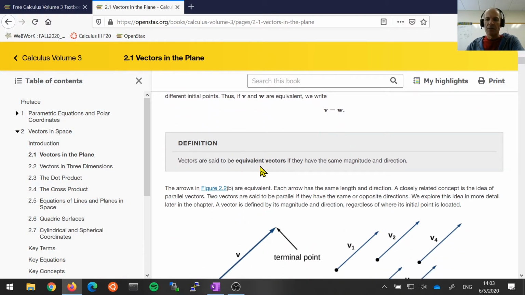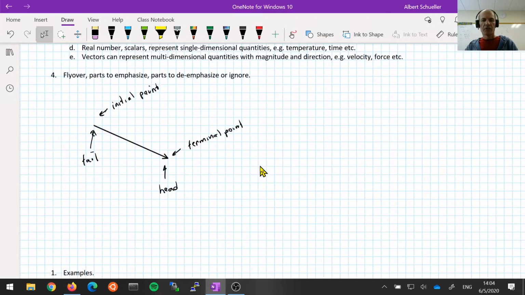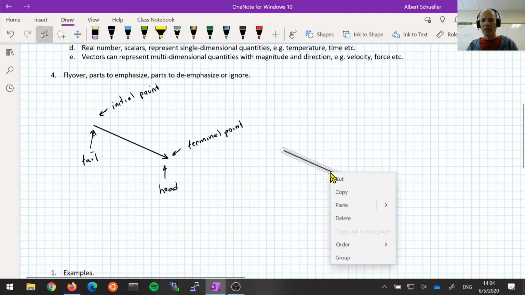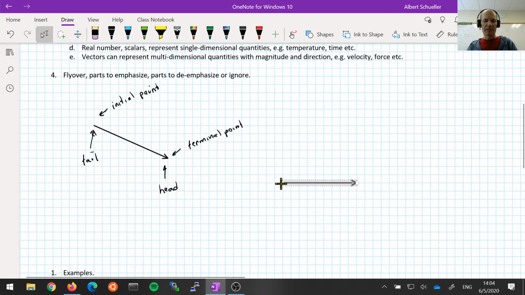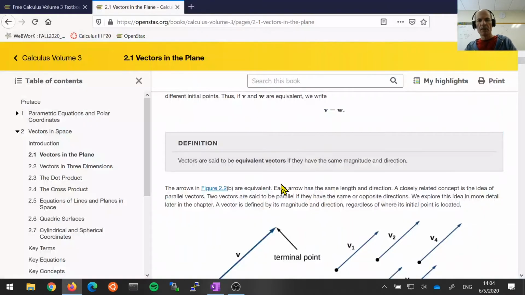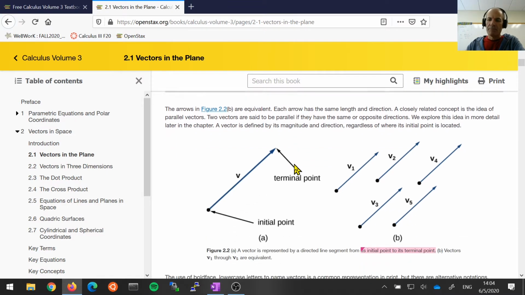vectors are said to be equivalent if they have the same magnitude and direction. So if I take this vector and I make a copy of it and move it over here, these are equivalent vectors. They're equivalent because they have the same length and they point in the same direction. If I take this and flip it around or move it, change its length or something like that, they're not equivalent anymore. Change its length or its direction, it's no longer equivalent. Okay.